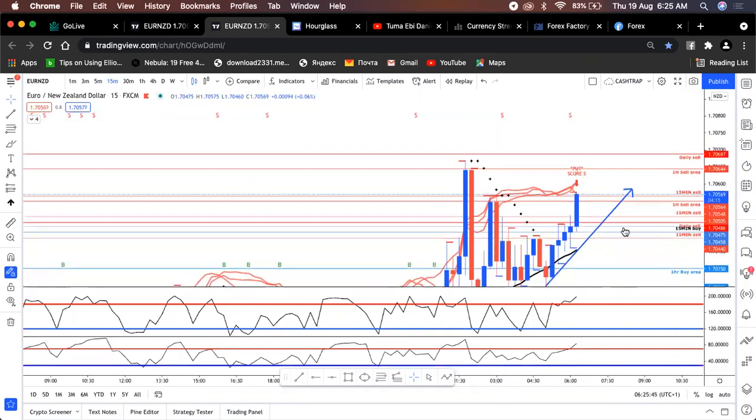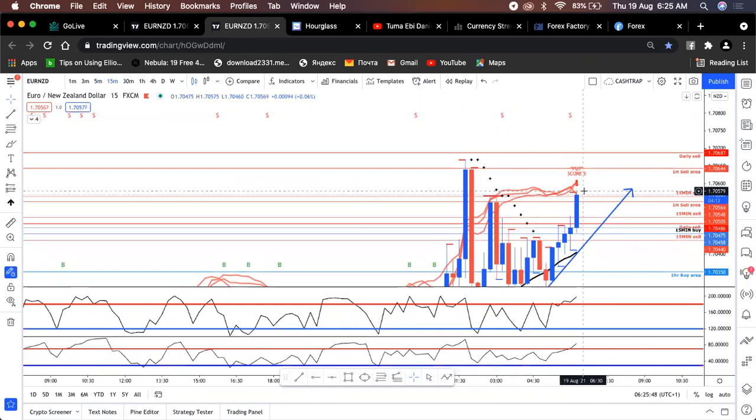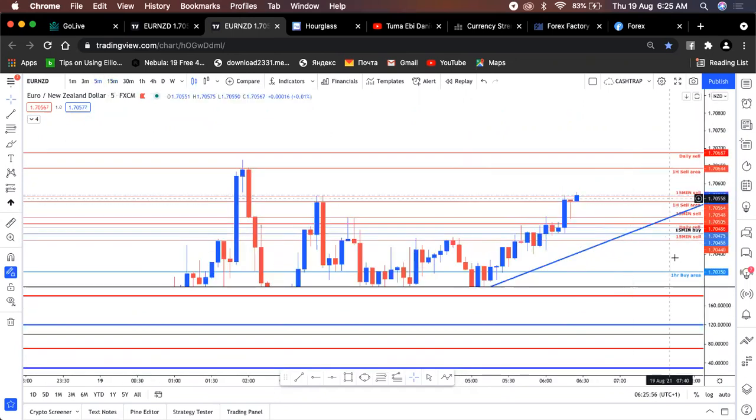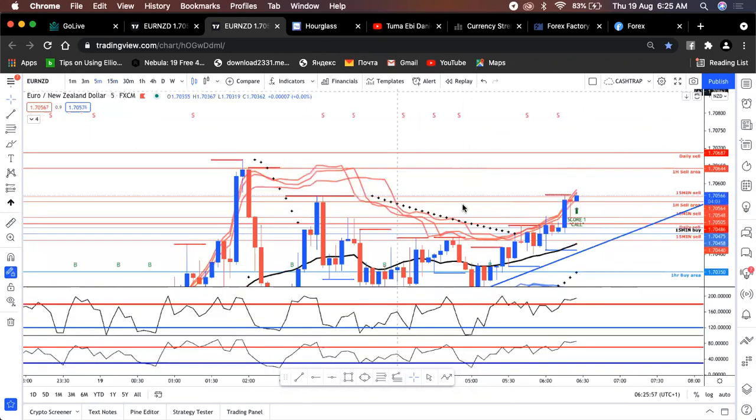Let's see if I can get a structure. There is nothing here. There is nothing here on the 15 minutes. So we're going to take a reversal trade, which is a sell. We're going to take a reversal.